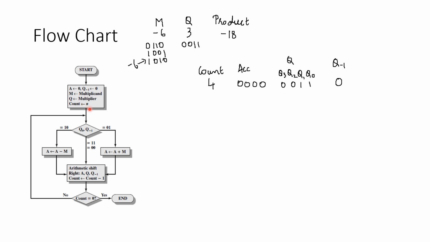Once this is done, we check Q0 and Q minus 1. Here Q0 is 1 and Q minus 1 is 0. So if Q0, Q minus 1 is 1, 0, we subtract M from the accumulator. So accumulator is 0, M is equal to 1 0 1 0, so minus M.